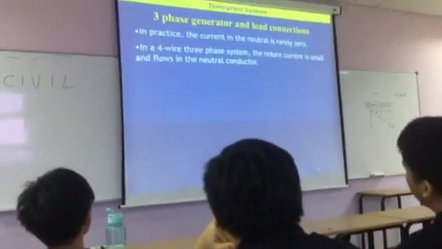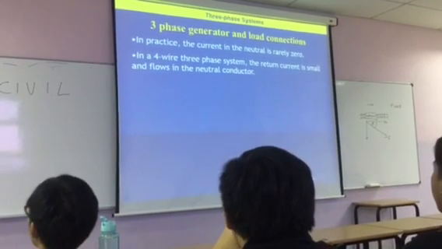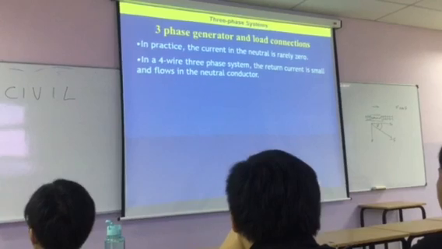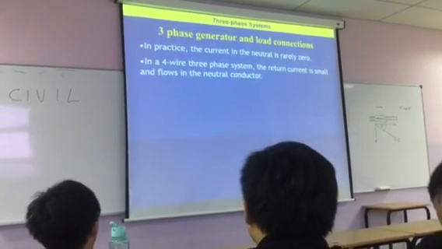As I said, in practice the current in the neutral line is rarely 0, but it's much, much smaller than the current in the other wires. So in a 4-wire 3-phase system, the return current is small and flows in the neutral conductor.